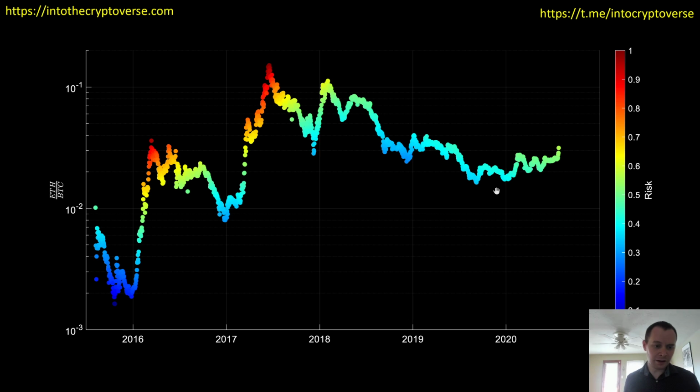Now, the Ethereum Bitcoin risk metric, I feel like, is even more insightful because you really can see it does have this upper volatility level that has been hit twice, in 2016 and in 2017. We're still relatively low now.